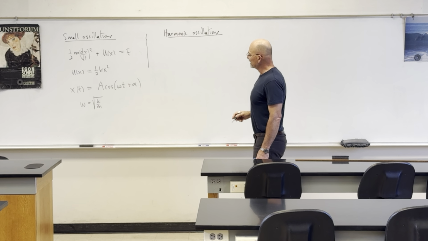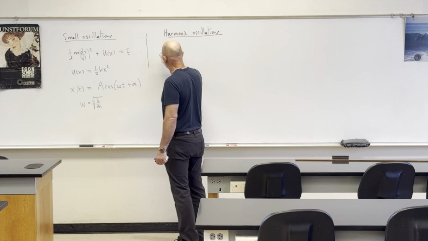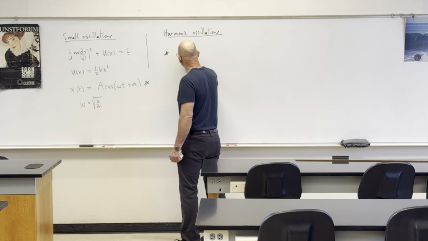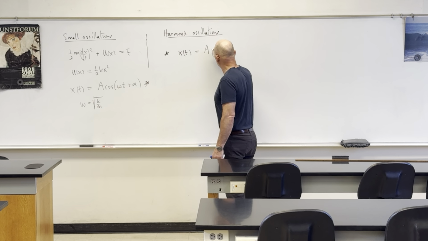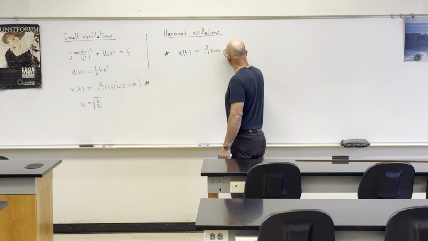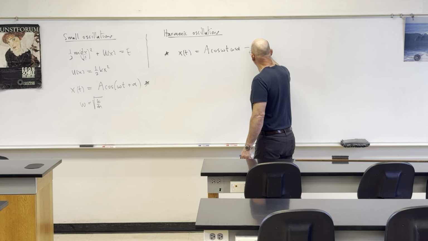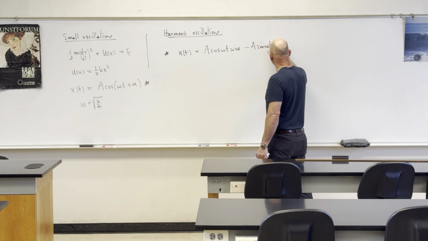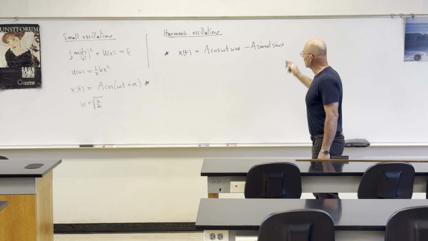And let's see, the first thing we'll do is take this expression here and expand it out. So we have x of t equals a cos omega t cos alpha minus a sine omega t sine alpha. So I just used the addition formula for the cosine.